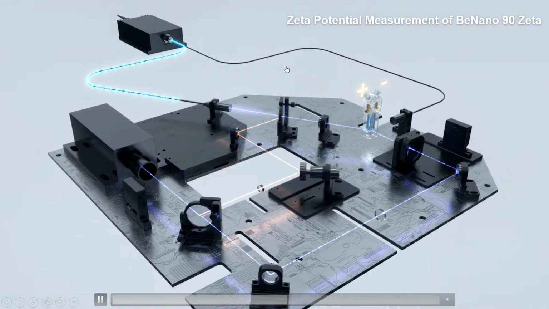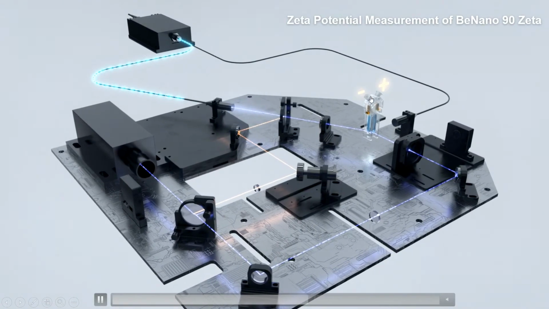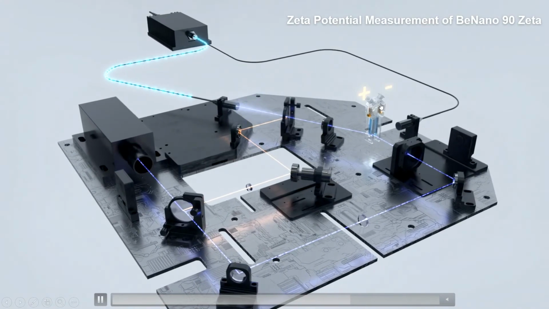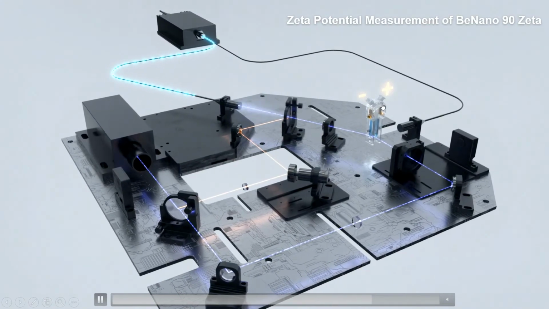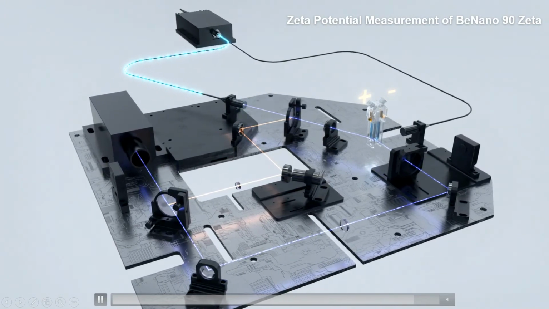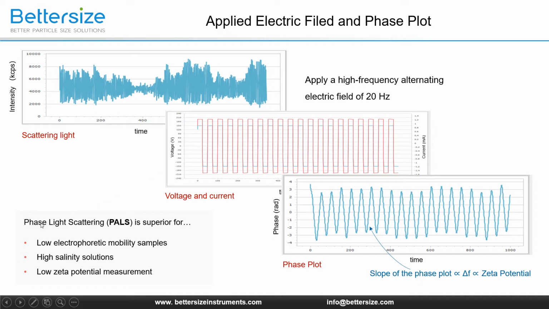You may have noticed that the electric field periodically reverses direction. This is a more sophisticated technology compared with the traditional ELS, called phase analysis light scattering, or we can just call it PALS. It's employed to analyze the beat signals by measuring the phase shift instead of frequency shift. PALS is able to provide more accurate results than common correlation analysis.